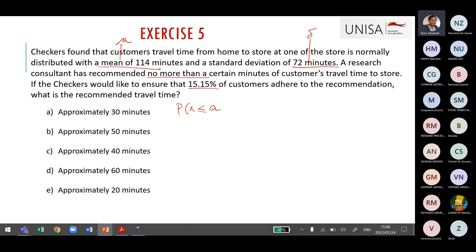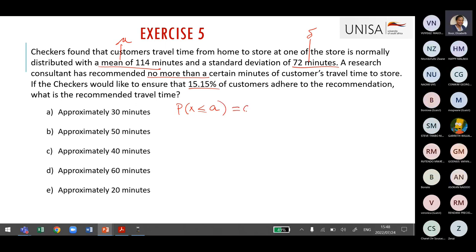Less than a value? 0.1515. It's equal to 0.1515. So we need to know what is the recommended time. The recommended time is that X amount. So what is the value of A? That is what we need to find, which will tell us what is the recommended time.